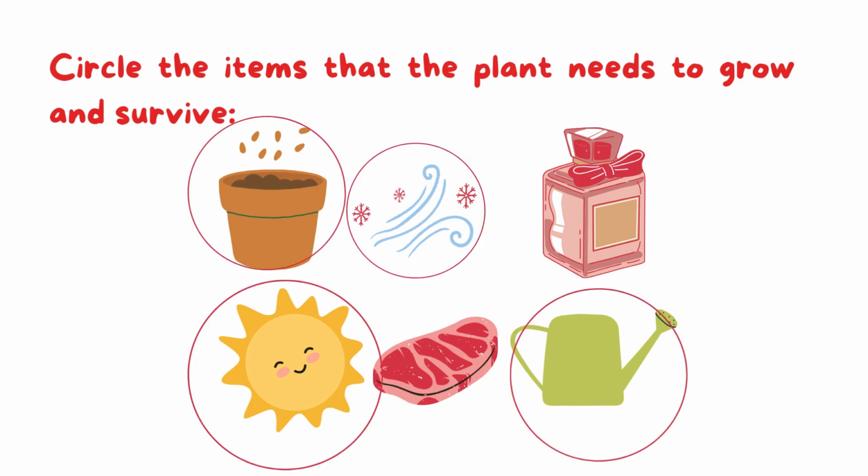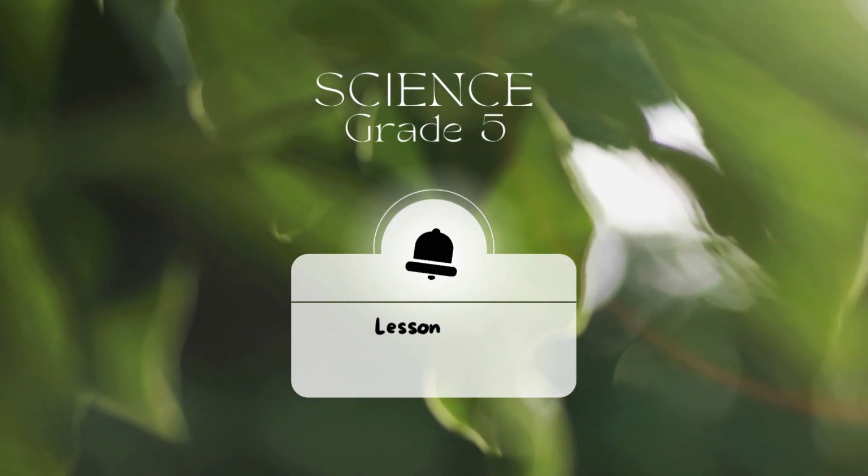So yes, it's obvious that the plant needs what? Soil, air, sunlight, water, the items that I circled, and it doesn't need perfume or meat. Why? It doesn't need meat because plant can make its own food. So now we will go to activity 3.